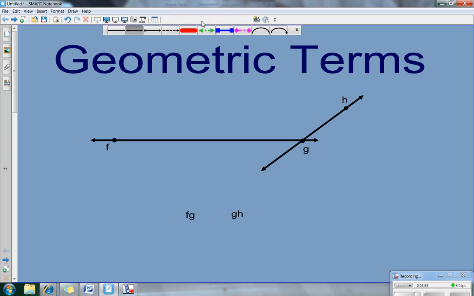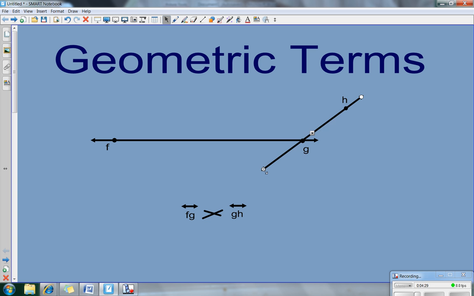I cannot forget about my symbol for line right above it. These are lines because they go on forever and ever. We could use line segments as well. The symbol for intersecting looks like kind of a very wide X. This is my symbol for intersecting. So line FG intersects line GH. They share a common point. Point G is what they share in common.